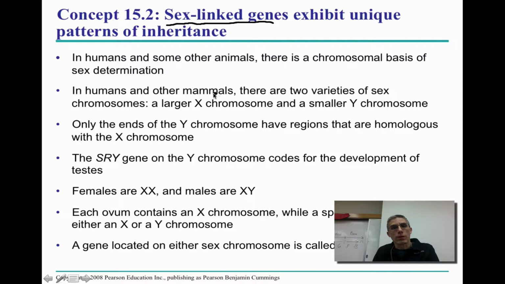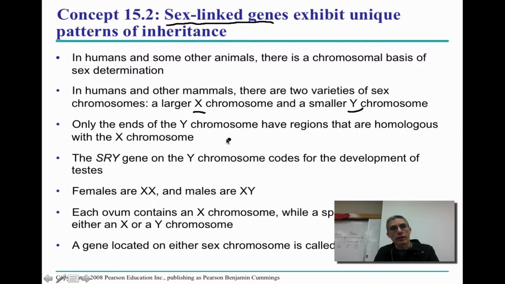So in humans and in some other animals, like we said before, there is a chromosomal basis of sex determination. In other words, they have a certain arrangement of chromosomes which indicates whether they are male or female. There are typically two varieties of sex chromosomes. Remember, there could be an X and there could be a Y, so very different chromosomes.